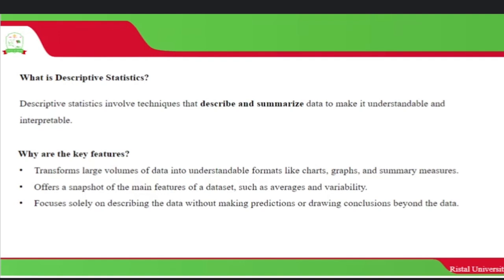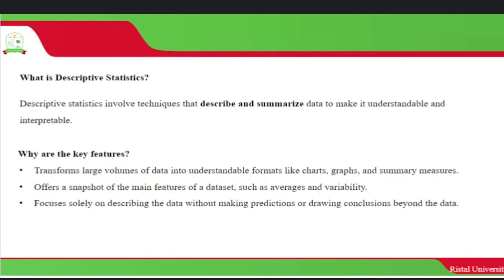So what are the key features of descriptive statistics? These descriptive statistics are able to transform large volumes of data into understandable formats, say graphs, charts, tables that may be presented in summary measures. And they give a snapshot of the main features of a data set. For example, how the data varies, maybe for specific variables in the data, how they are varying over that sample that we have of the data.